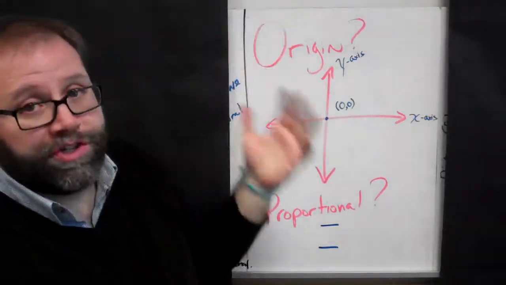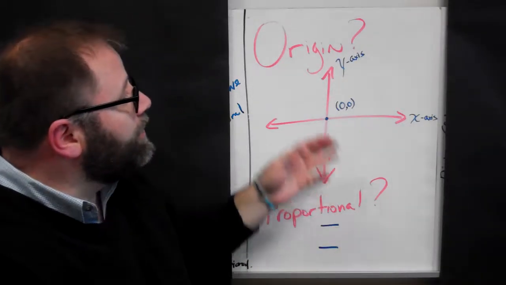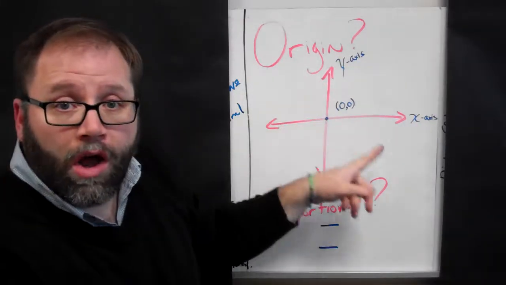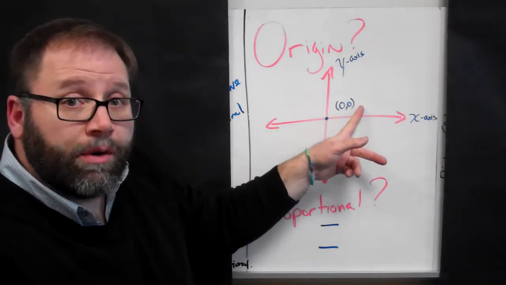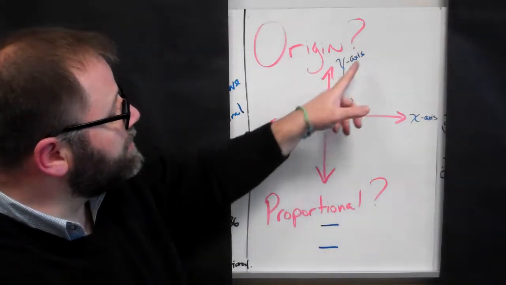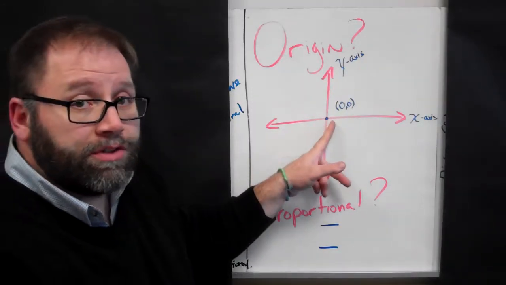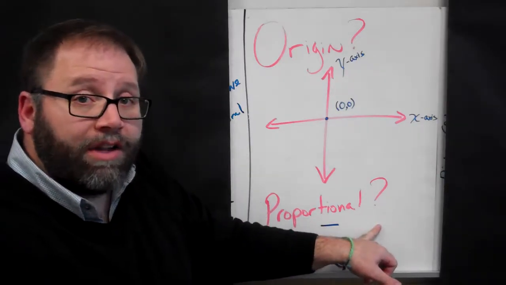Let's start with the origin. So something that you're familiar with, but you might be a little rusty on. The origin is where our x-axis and our y-axis cross. As an ordered pair, it is 0, 0. So wherever the x-axis and the y-axis meet, it is 0, 0. That's our origin. And then how do we determine proportionality when we do the graph?